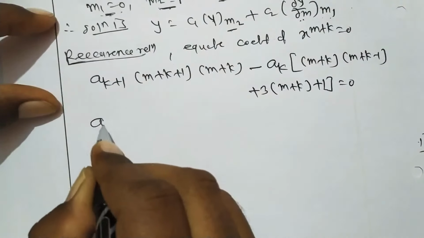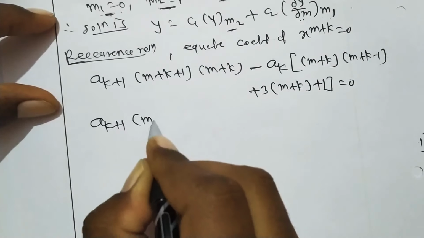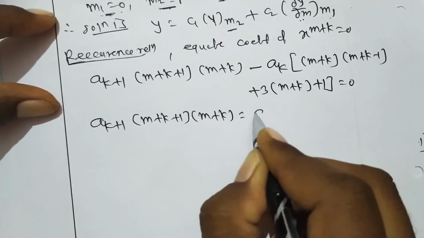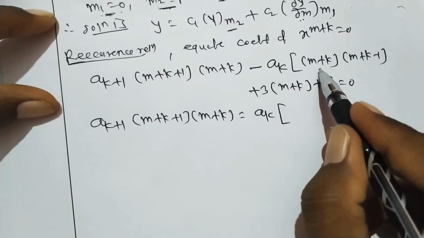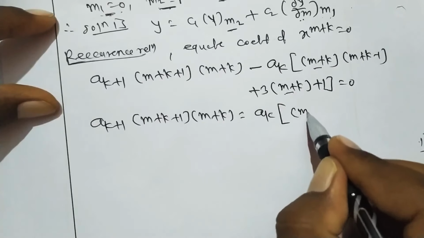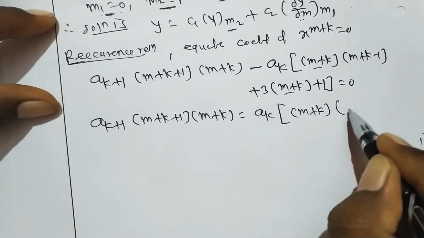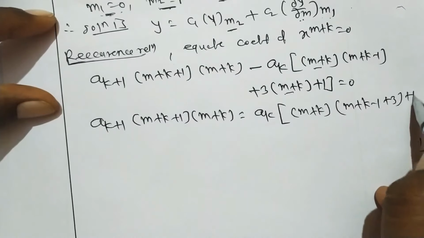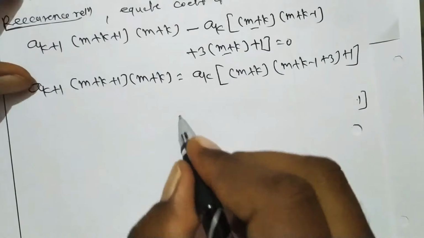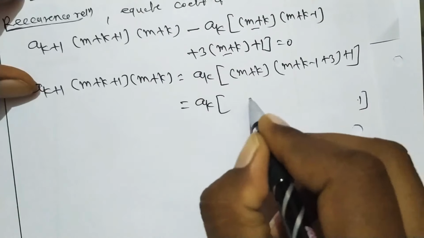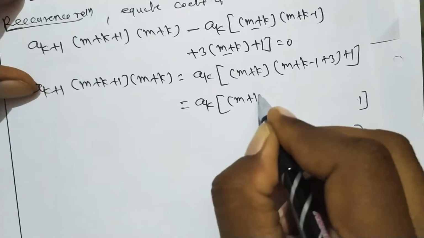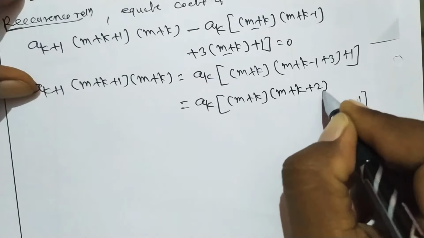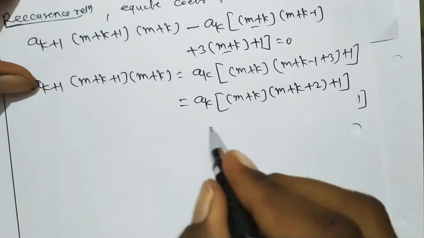So recurrence relation, how we find? ak plus 1 into m plus k plus 1 into m plus k is equal to ak into, here observe, m plus k we can take common, and if you take this m plus k common, what will remain in the bracket? m plus k minus 1 plus 3 plus 1, last one. Okay, so after simplification, what is this? This is ak into m plus k, here m plus k minus 1 plus 3 is 2 and plus 1 can be written.